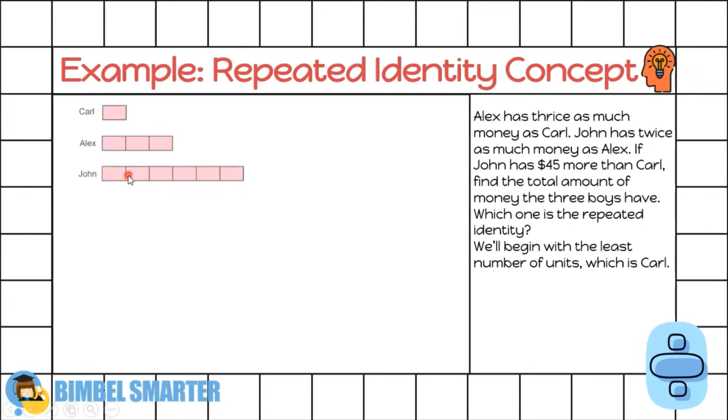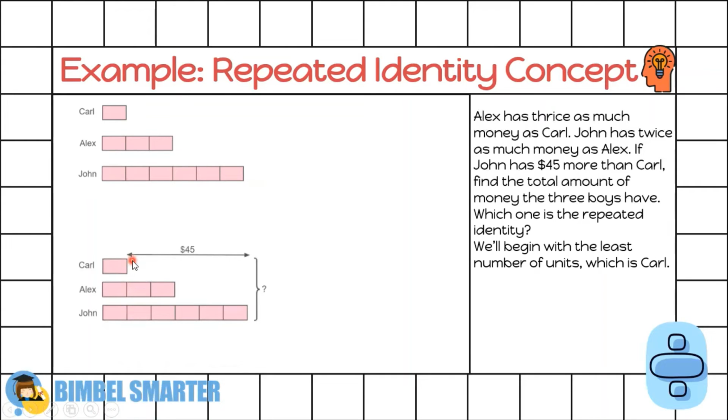Carl has 1 while John has 6. That means, yes, like this. We put the $45 to represent the 5 boxes, because the difference between John and Carl's money is represented by the 5 boxes. Okay, well, I'm sure after this you know what to do next. That's right. 5 boxes equals $45. So 1 box equals 45 divided by 5, which equals $9.